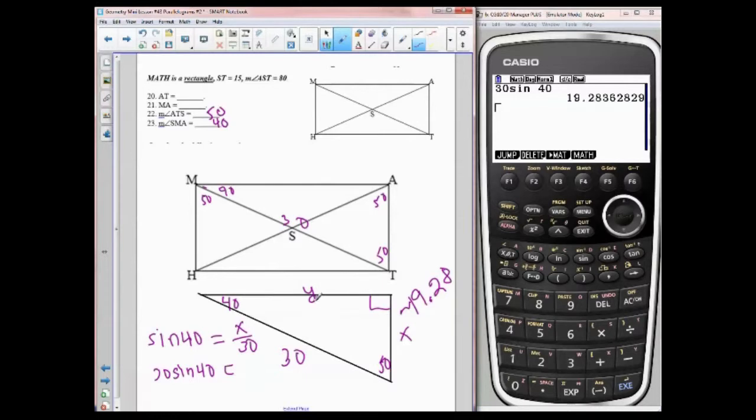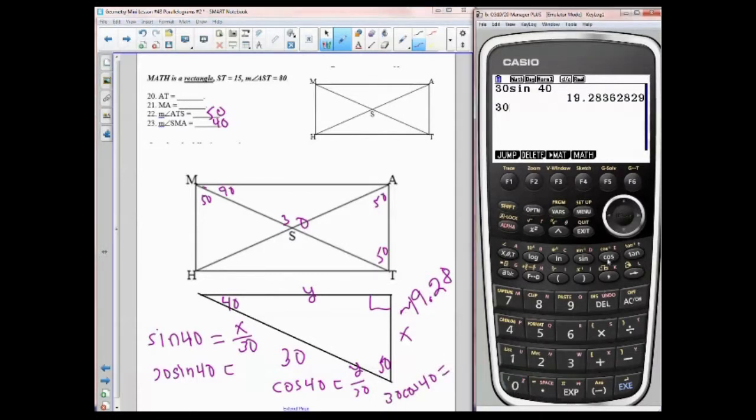Now we're going to solve for the y. Well, this is going to be adjacent over hypotenuse, so we're going to have cosine of 40. Cosine of 40 is equal to my adjacent over my hypotenuse. So that's going to be 30 cosine 40. Let's see what that turns out to be. 30 cosine 40. Boom. And that's about 22.98. Okay. So this length's about 22.98 and this one is about 19.28.